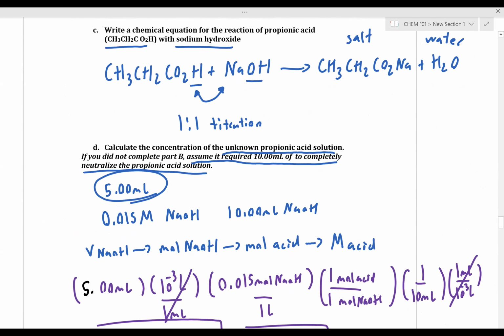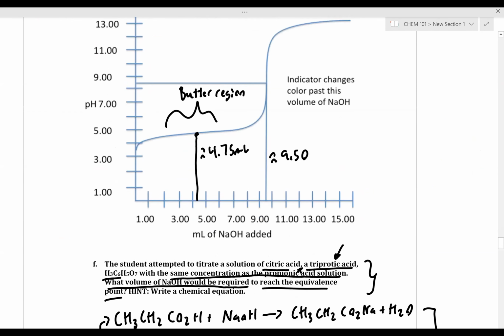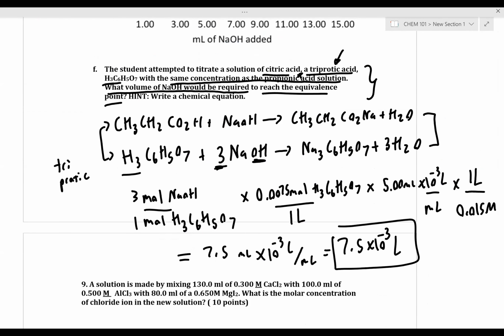Okay, so let's walk through this one more time. So we've calculated the concentration of our propionic acid, assuming a 1-to-1 ratio. So we know to titrate 5 mils of acid, it required a total of 10 milliliters of sodium hydroxide. Perfect. Now, in this problem, we know that based on our stoichiometry, it takes 3 moles of sodium hydroxide per every 1 mole of acid.